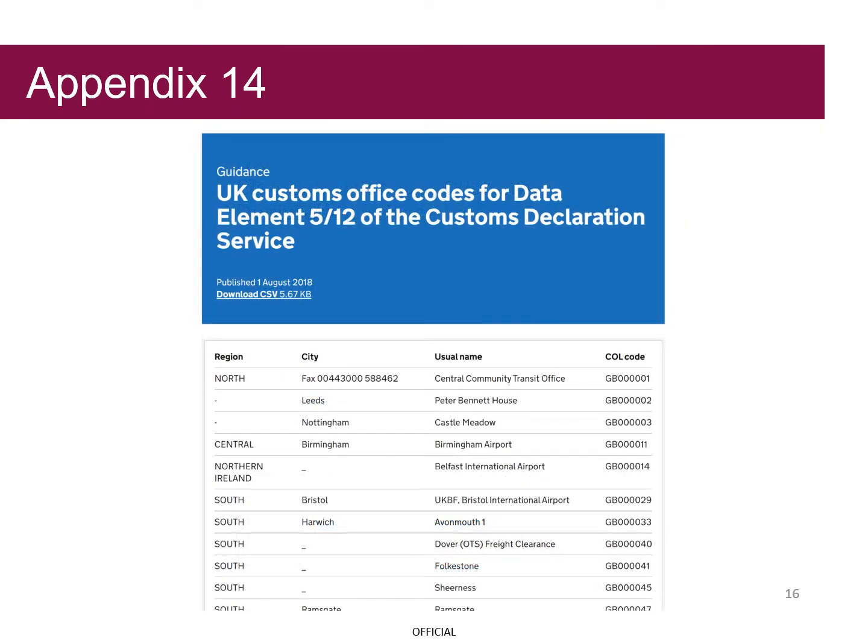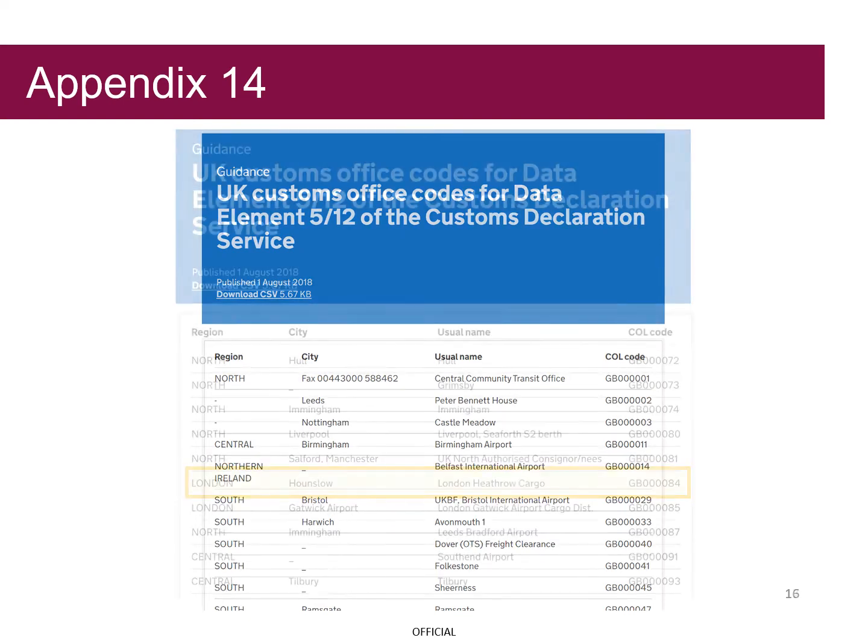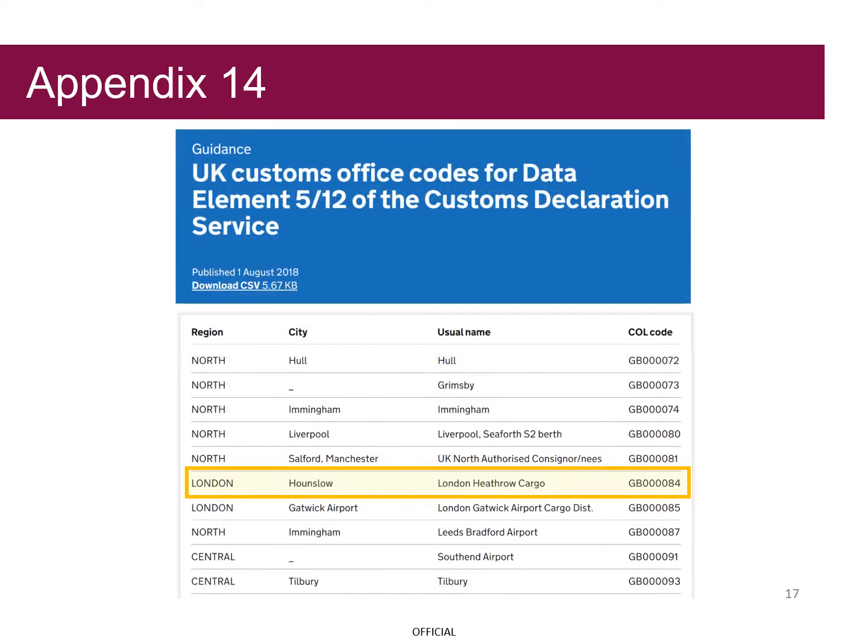which opens this page that shows a list of possible codes and their descriptions that can be declared in data element 512. Grayson reviews all the codes that might be relevant to his declaration. The code that is relevant is GB000084, as he's exporting his goods from London Heathrow Cargo.